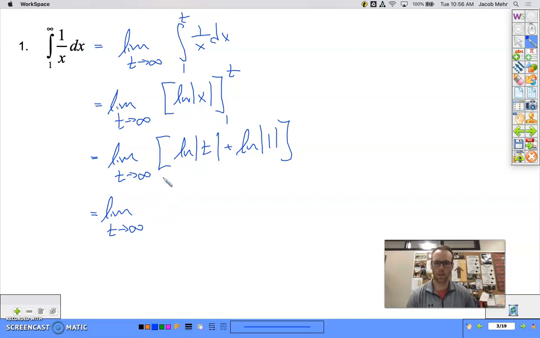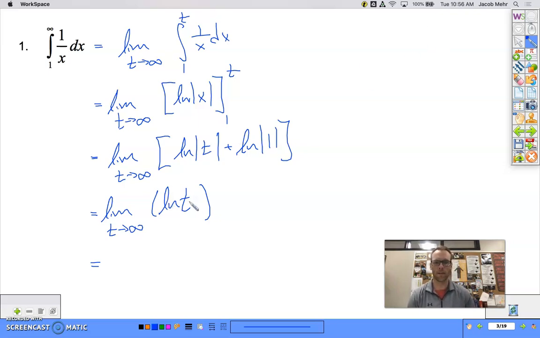Now, with this, we're looking at t going from 1 to infinity. So t is already positive, so I don't really need that absolute value. I'm just going to call that the natural log of t. The natural log of 1 is 0. So this is really the limit that we need to evaluate: the limit as t goes to infinity of the natural log of t. So the question is, what is that limit? Is it convergent? Is it divergent?